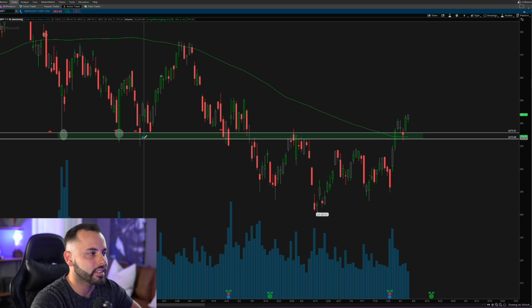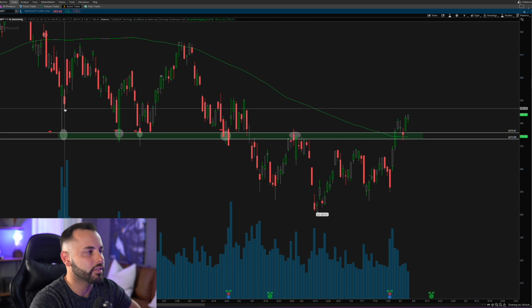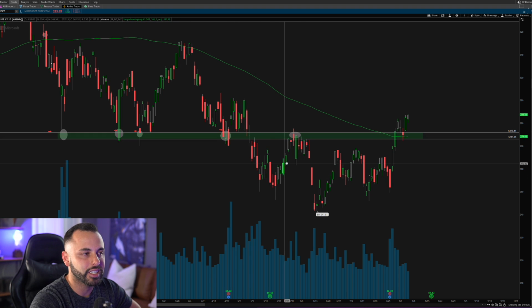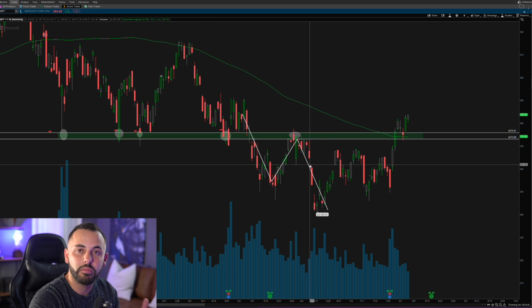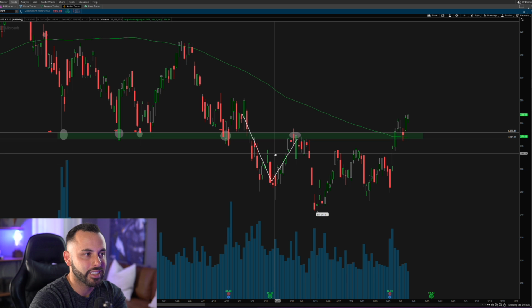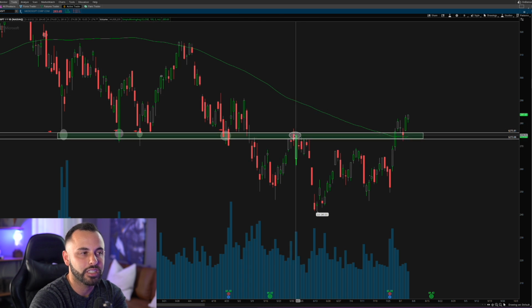Right here, you guys can see how this previous demand was definitely an important level, which turned into supply right here back in May. So we had a previous support. This is a demand zone that turned into a rejection after we broke down, we pushed back into it, and we rejected off that level. So right there back in May, that could have been a great trade in itself. We could have taken a break and retest to the downside, previous demand turning into supply.